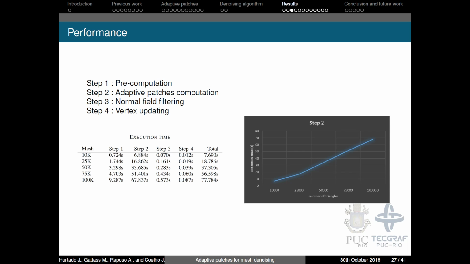Trying to evaluate performance, we found that the most costly part of the execution time of our algorithm is the computation of adaptive patches, but it has a linear growth because in practice we restrict the domain X to be of a constant size. We define a maximum number of triangles to include in the domain, so we compute the patches over a small neighborhood regarding the reference point.